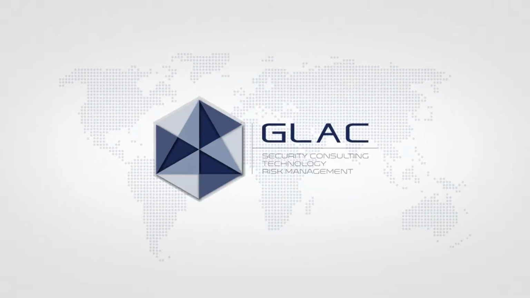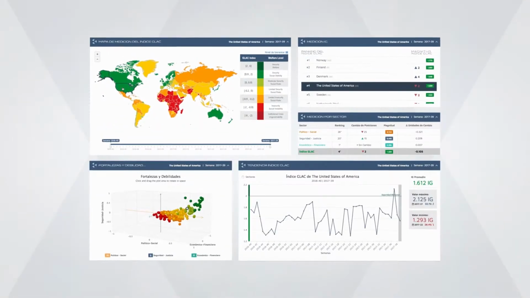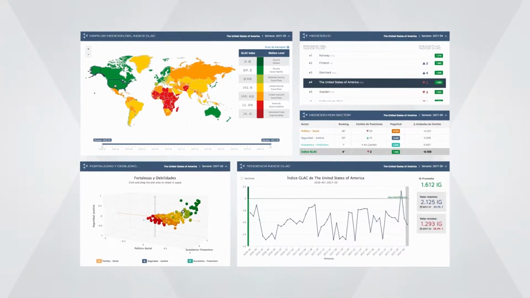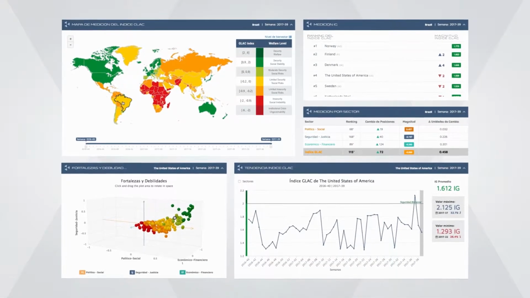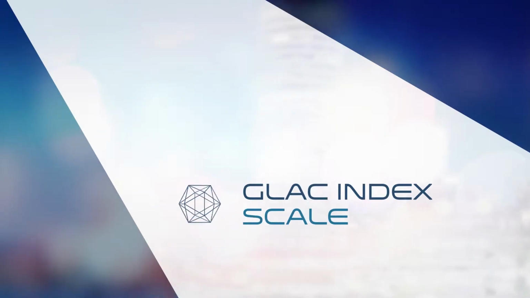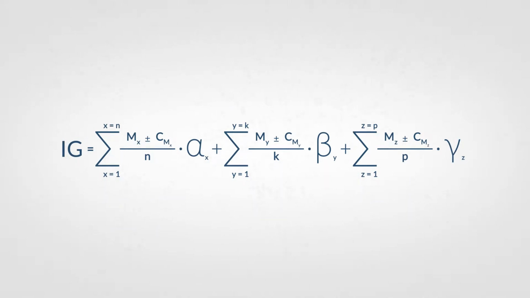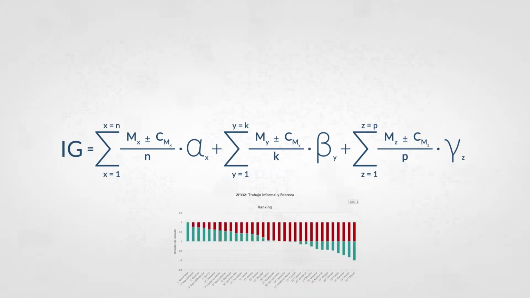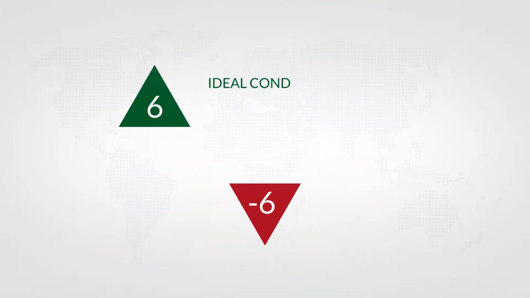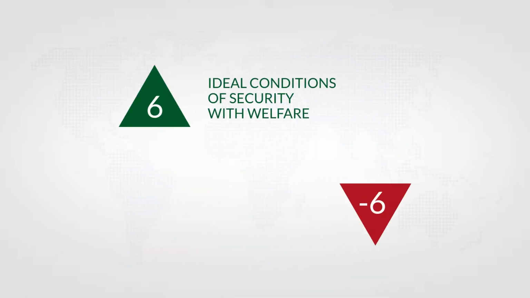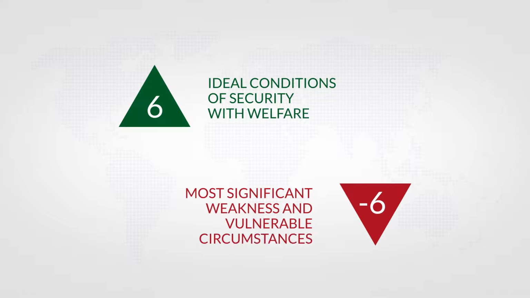GLAC Index generates substantive information to identify social determinants that impact the general security conditions of a nation or entity under study. Through a mathematical algorithm which integrates more than 900 indicators and records their impact on society through thematic factors, the GLAC Index scale is built. The scale indicates the ideal conditions of security with welfare and the most significant weakness and vulnerable circumstances.